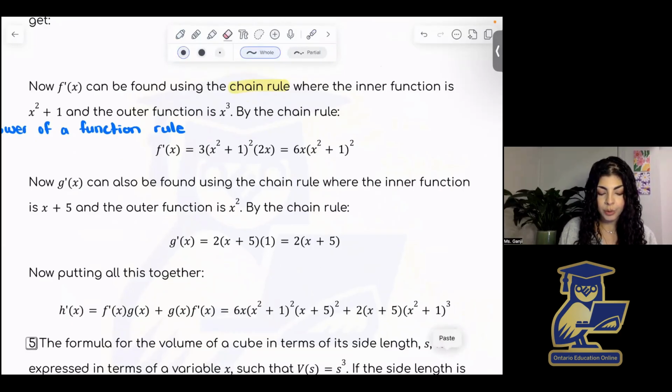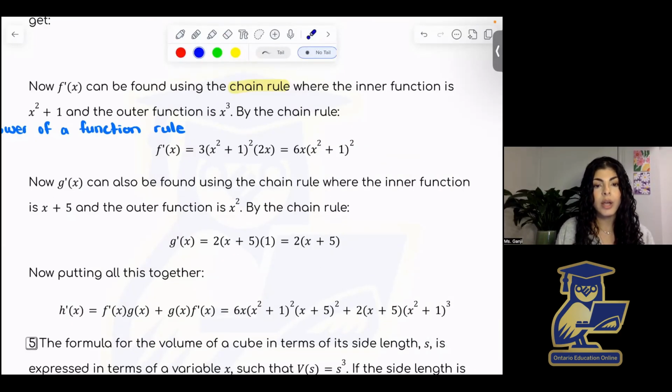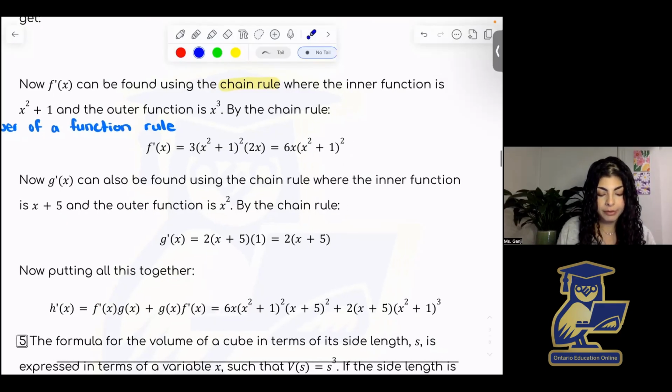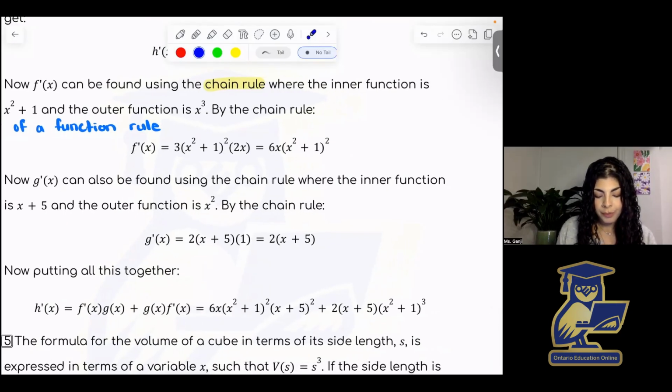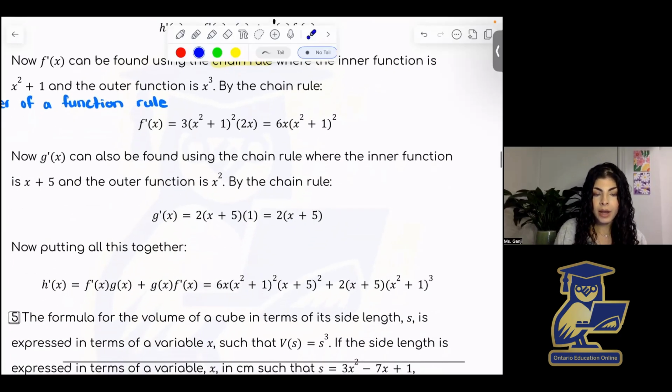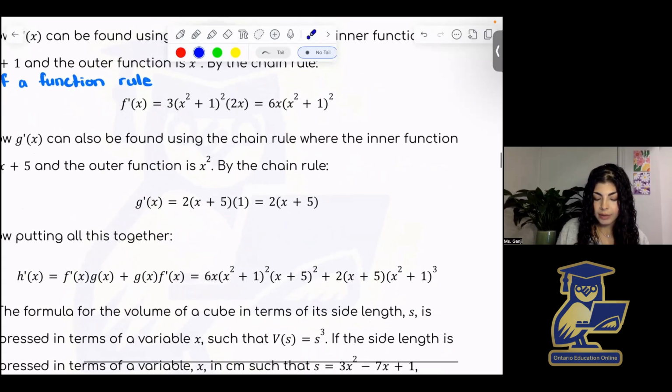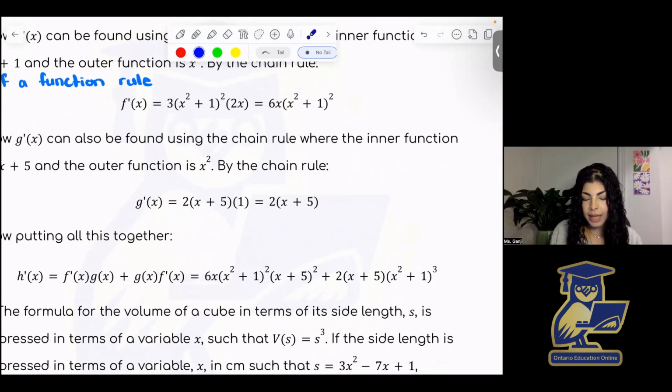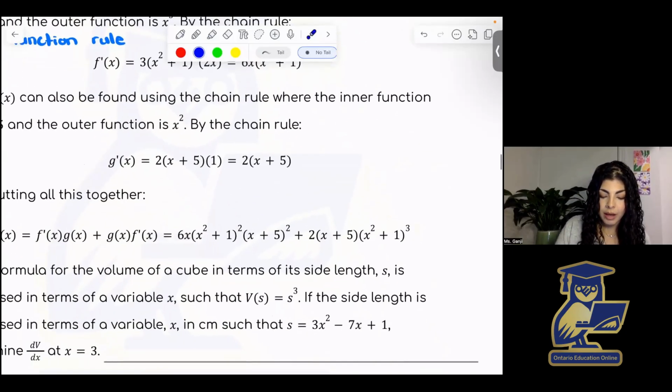We apply the chain rule, and our inner function is x plus 5, and our outer function is x squared. So by chain rule or by power of a function rule, we have 2 times x plus 5, and then 1 is just the derivative of x plus 5. And now, putting it all together, I just substituted those values in. And again, you can work on making this look a little bit nicer.